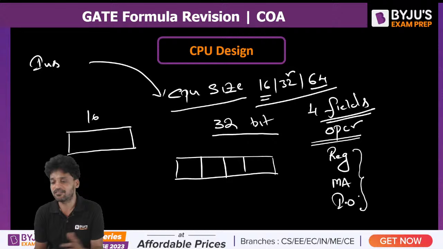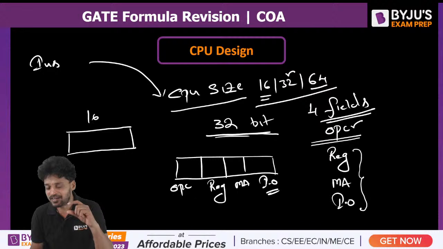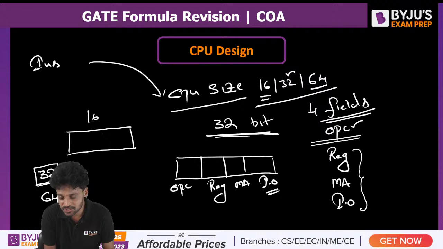For an example, let us solve a simple question. In a 32-bit CPU, there are four fields. The first one is opcode, second one is a processor's register, third one is a memory address, fourth one is an immediate operand field, for which we just need to find out the number of bits. For an example, my system has a total of 32 opcodes and 64 registers and a 32K word main memory.